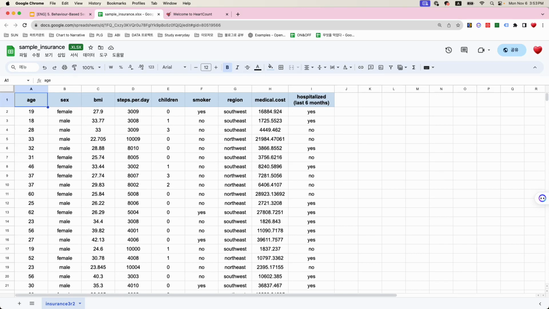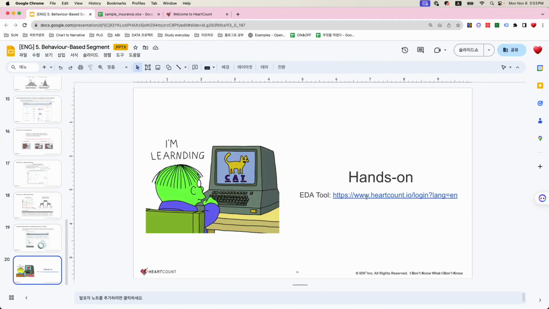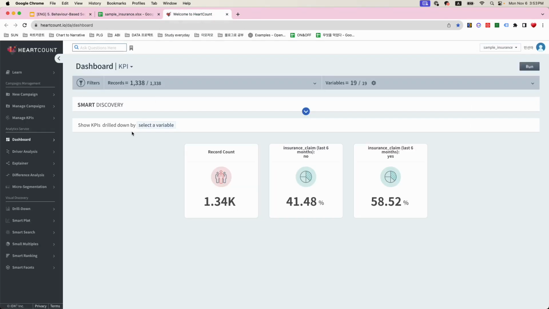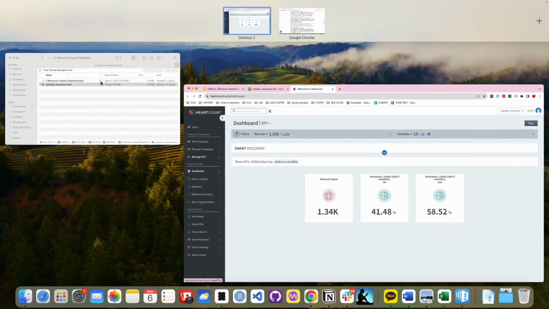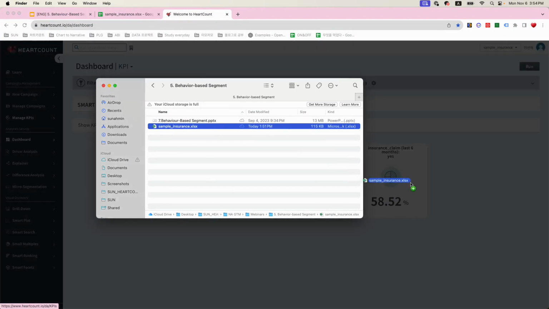Our goal is to identify differences between those who were hospitalized in the last 6 months and those who weren't, aiming to pinpoint characteristics that could help target individuals who did not get hospitalized. So now let's log into HeartCount. You can just simply click on the link here. I've already opened it. And then you can just drag and drop the insurance data set here.